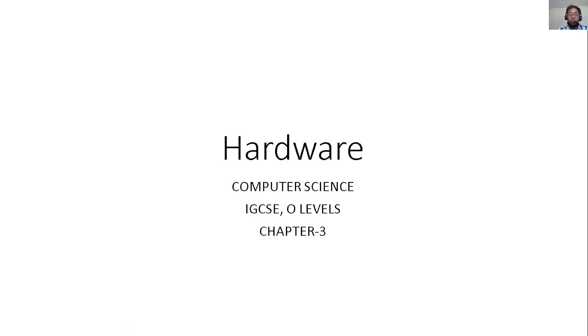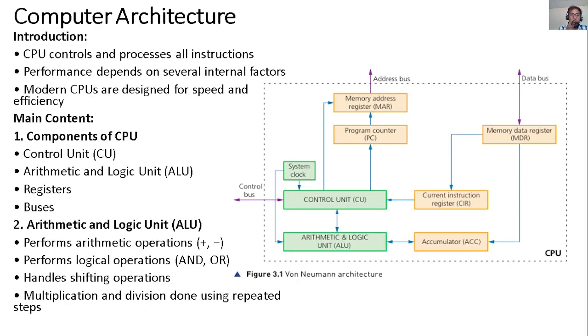Our next chapter is computer hardware. This is chapter 3 of the book that is used in O levels computer science. Let's start that. The first topic is computer architecture.